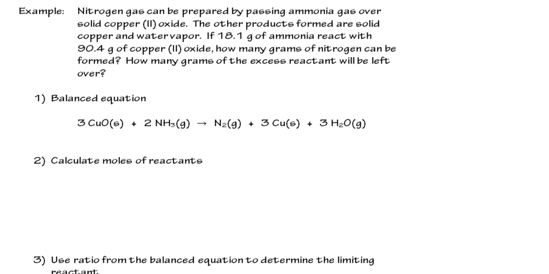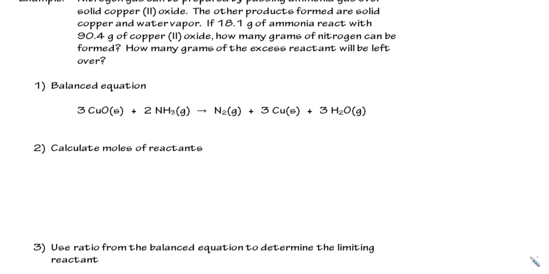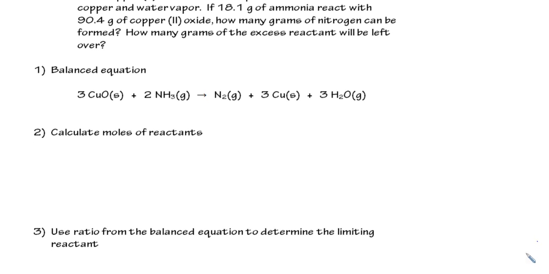left over. All right, so first thing we need to do is figure out the limiting and the excess reactant. Are these amounts the perfect stoichiometric ratio? Maybe they are, maybe they're not. But if they're not, I need to use the limiting reactant to determine the amount of nitrogen formed. So my first step is to look at these masses.